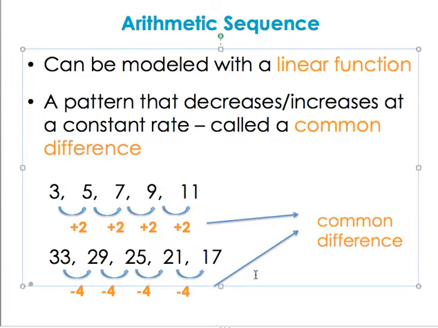So in our first arithmetic sequence, the common difference was positive 2. We added 2 to each term, and in our second one, the common difference was negative 4. And we generally talk about the common difference using the variable d. So let's take a look at an example.